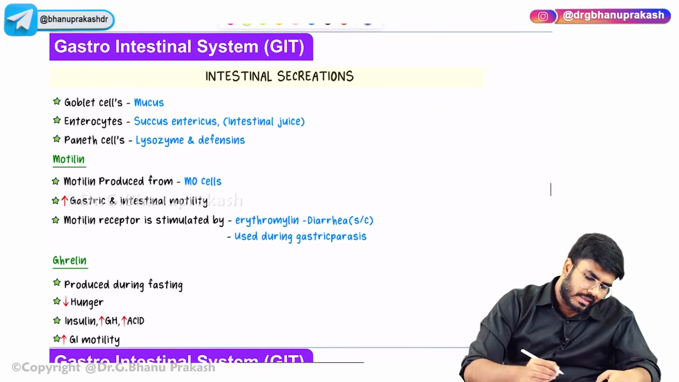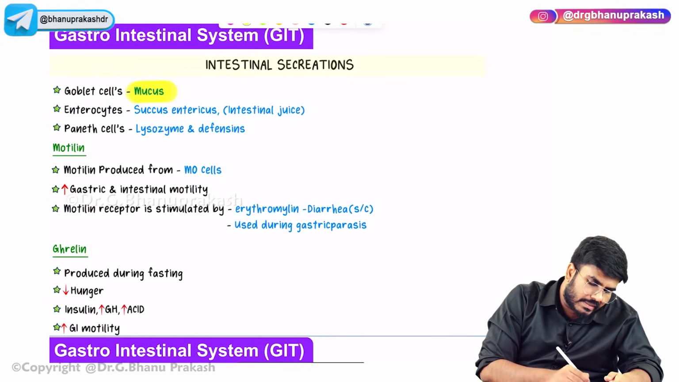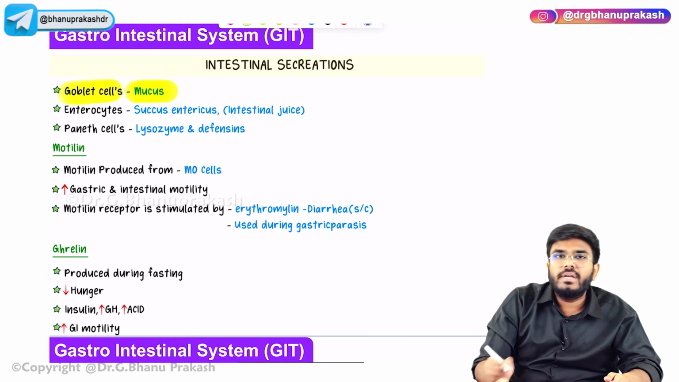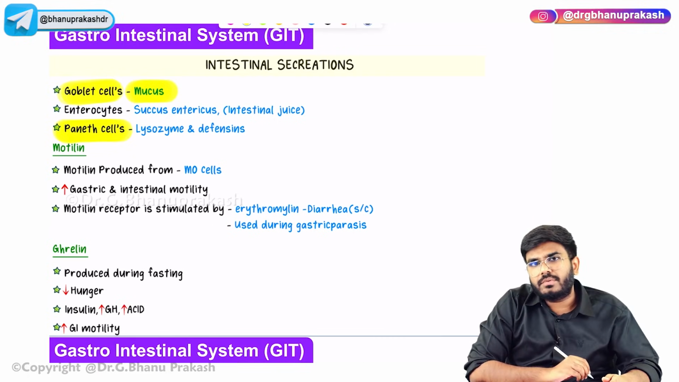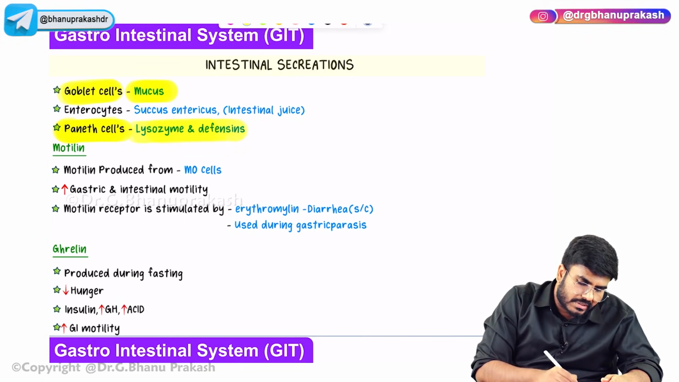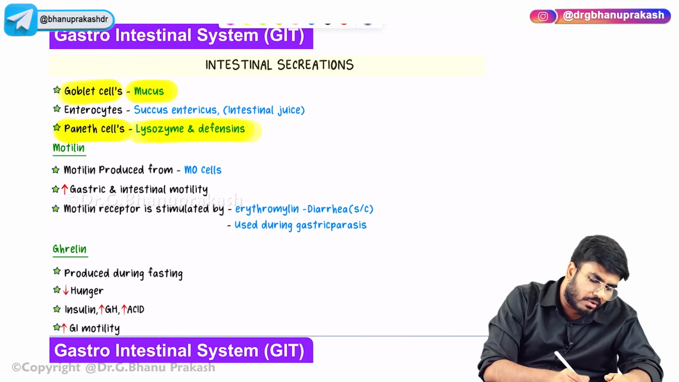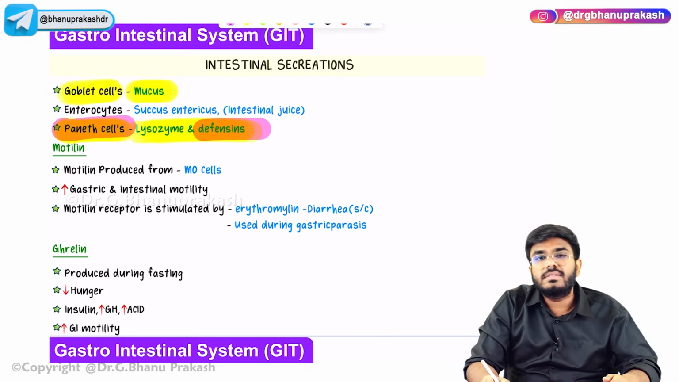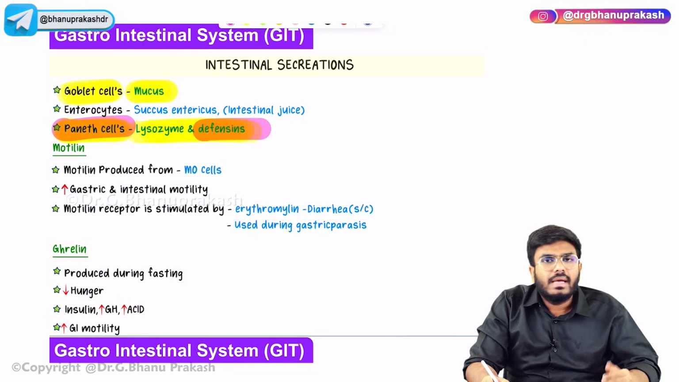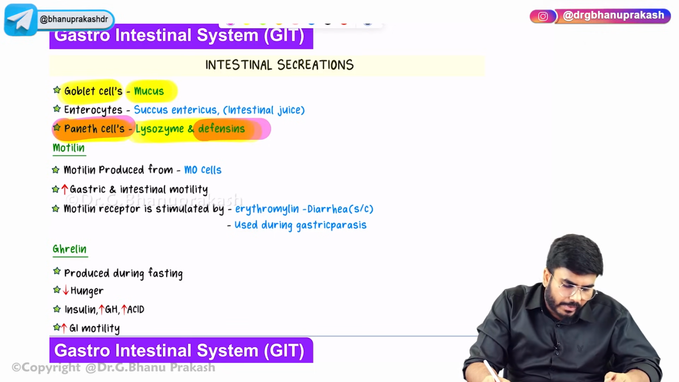Now let's talk about a few more things. In your intestines, mucus is produced by goblet cells. You know it. In the recent NEET PG exam, this question was there. Paneth cells produce lysozyme and defensins. Defensin molecules are produced by Paneth cells. They are all antibacterial things.